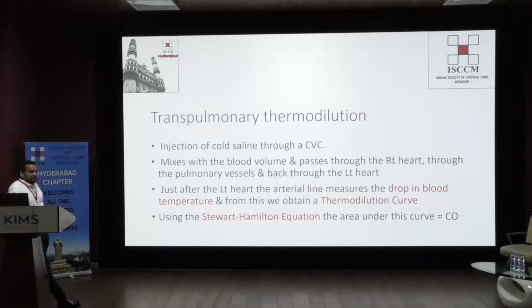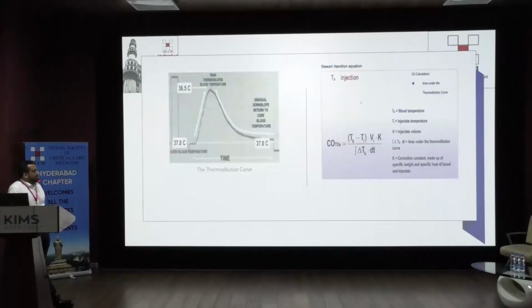And then from that drop in temperature, it will extrapolate a curve that is called a thermodilution curve. Based on applying an equation called the Stewart-Hamilton equation on the thermodilution curve, it will give us the cardiac output. That is routine hemodynamic monitoring. So this is the thermodilution curve I am talking about.